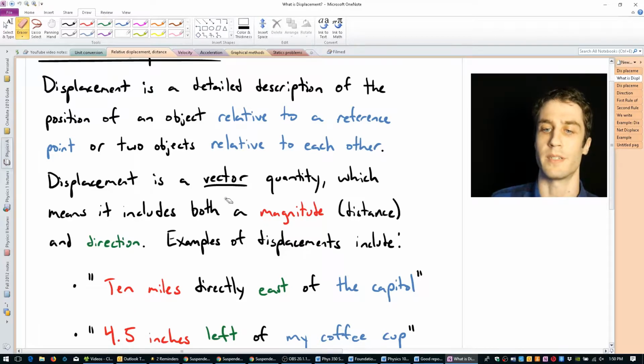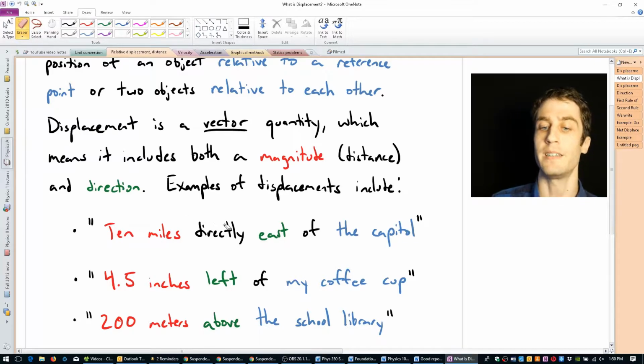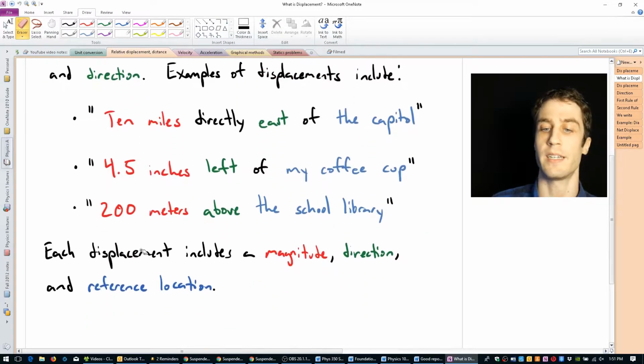Note the color coding here, because we're about to use it. Examples of displacements include 10 miles directly east of the capital, so this is expressed as a phrase, it's not a mathematical construct or anything. 10 miles directly east of the capital, 4.5 inches left of my coffee cup, and 200 meters above the school library. And so go ahead and compare that with the color coding from before, and you'll see that each displacement includes a magnitude, a direction, and a reference location. So 10 miles, magnitude, east, direction, and the capital for the first example is my reference point.